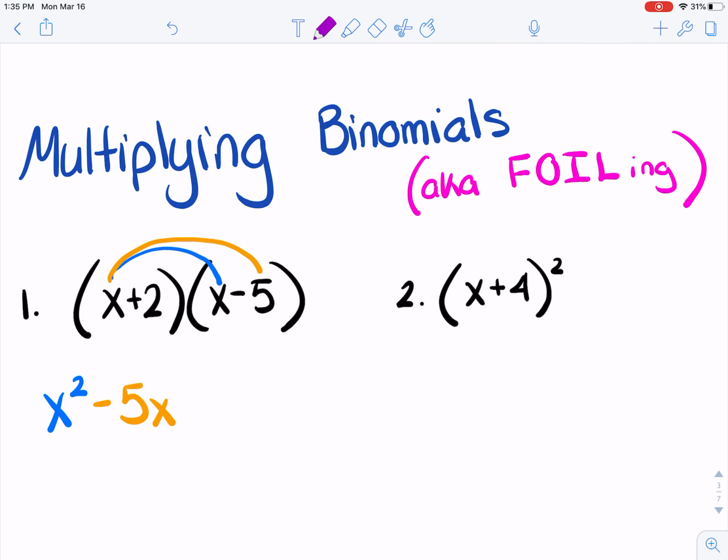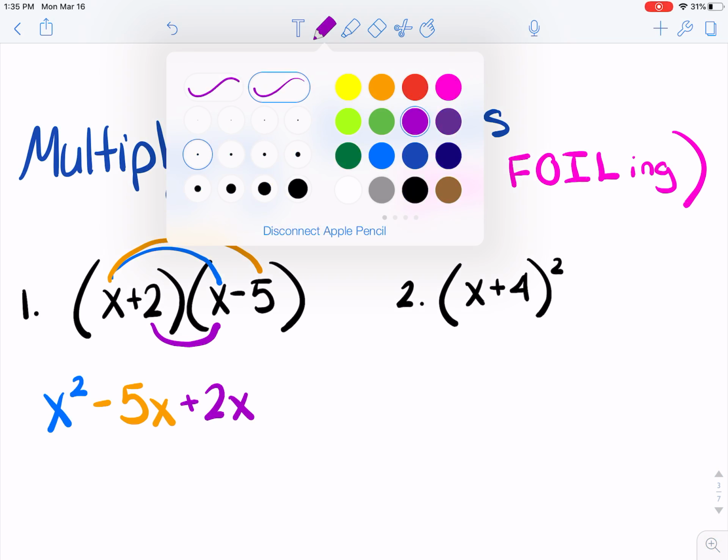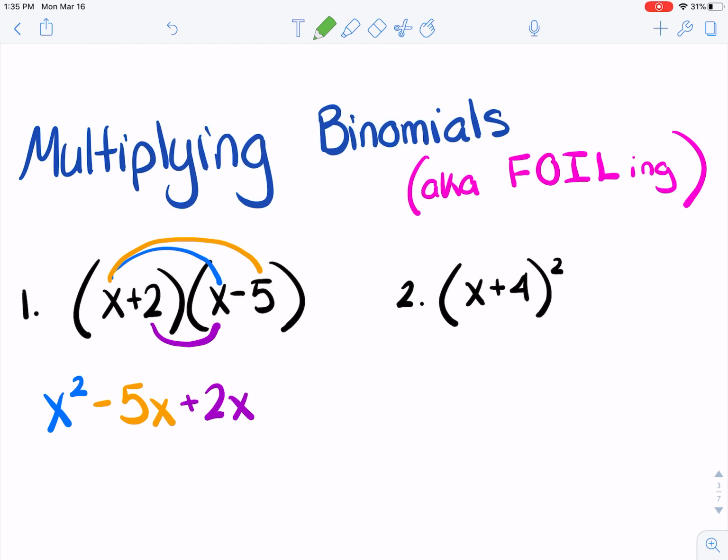Next, I'm going to do the 2 inner numbers. 2 times x gives me 2x. And then, for my last multiplication, hence the L, 2 times negative 5 gives me negative 10.